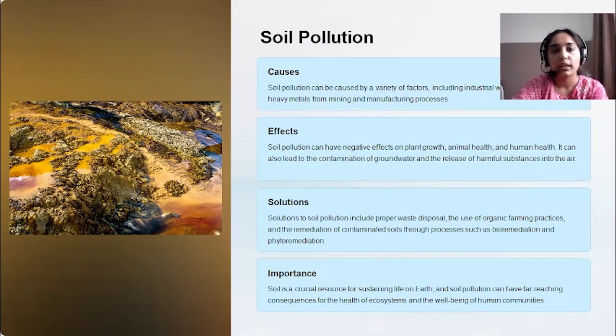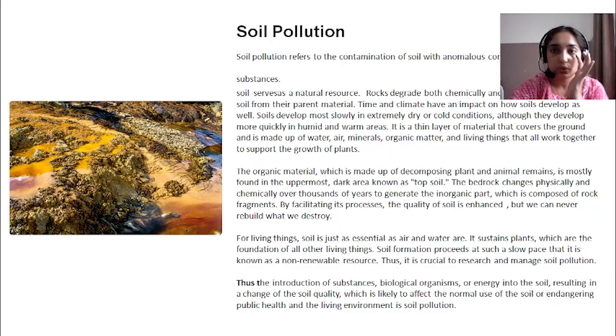Now here comes our next topic, that is soil pollution. Soil pollution refers to the contamination of soil with anomalous concentrations of toxic substances. What is soil pollution? Contamination of soil due to toxic substances. When toxic substances seep into the land, into the soil, it may lead to soil pollution. Soil pollution is also called soil contamination.